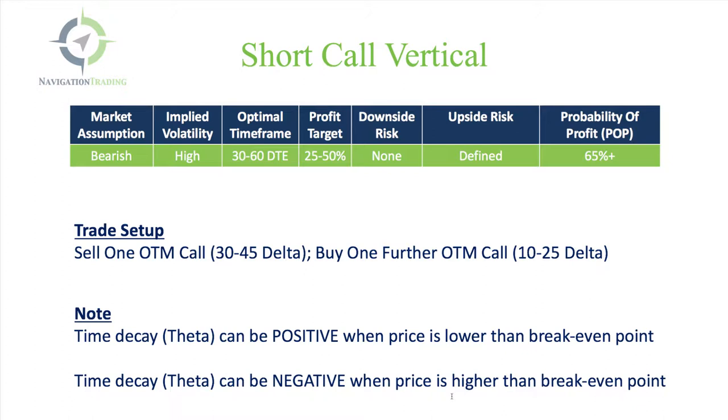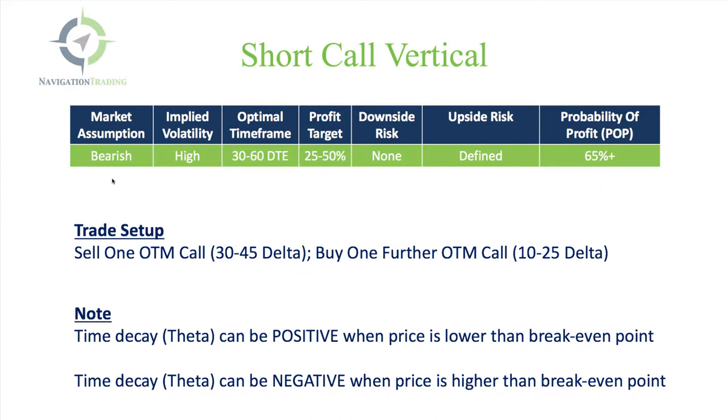So you define your risk, you give up a little bit as far as your overall probability of success, but that's the main difference. The other thing is with the short naked call, as I mentioned, that's simply just the call side of a short strangle. Well, you can think of the short call vertical as simply the call side of an iron condor. So hopefully that helps you conceptually visualize what we're looking at here.